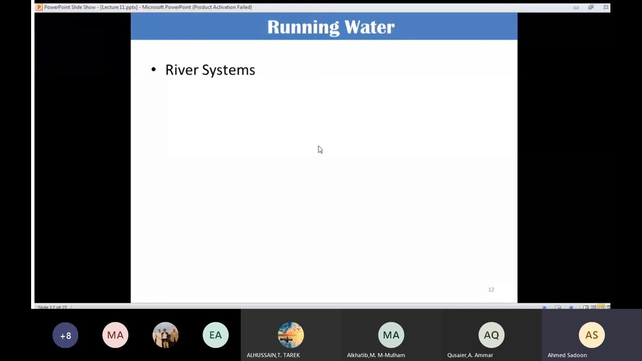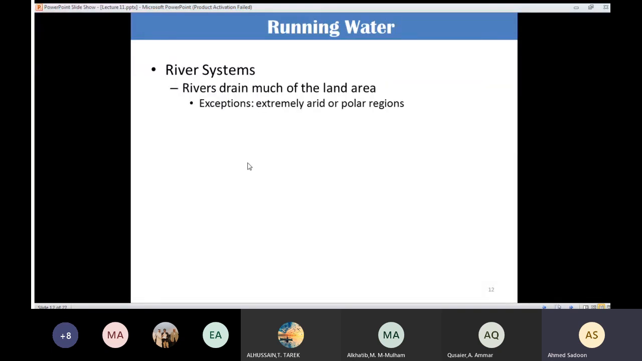Again, we can find rivers in systems. Rivers drain much of the land area. So if I have a river in some place, that means the river is going to absorb water from that land. Whenever I have a river, the river will absorb the water from all the surrounding area. Of course, we have exceptions: if you have a polar region or an extremely arid region, the river is not going to be able to absorb the water from the surrounding area.